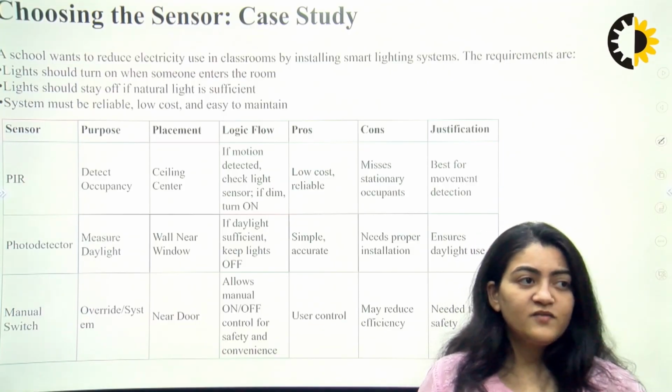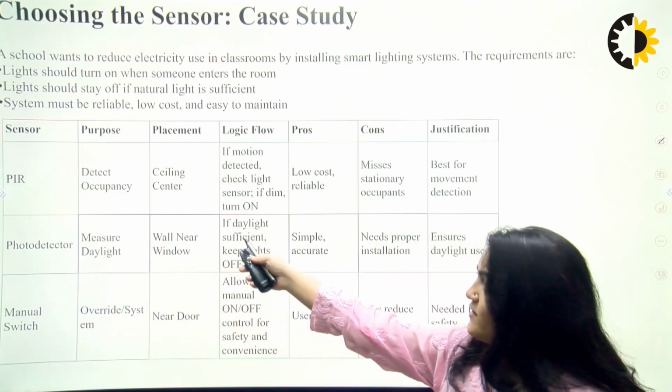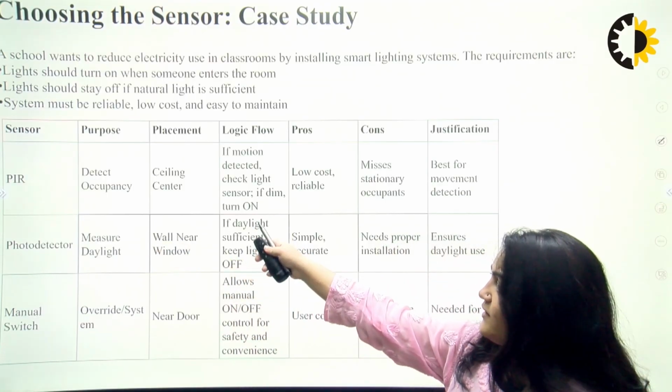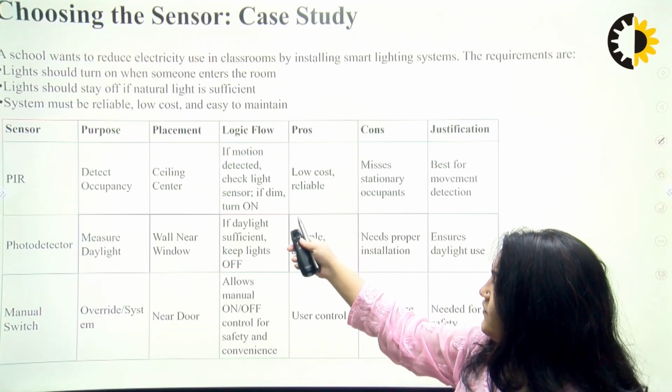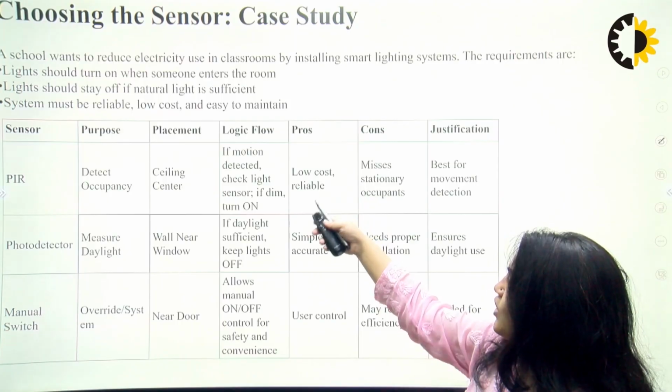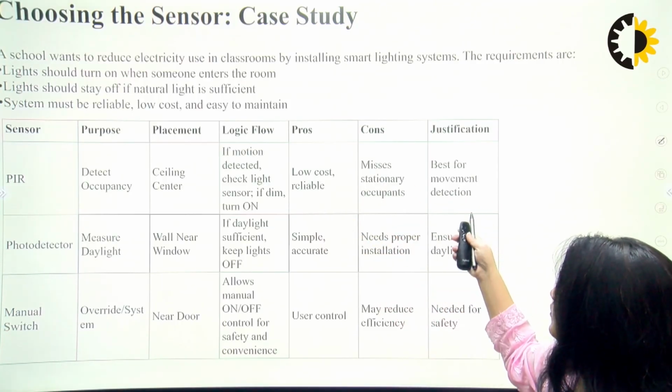So first, if we use a PIR sensor, the purpose is to detect occupancy, placed at the ceiling center. Logic flow: if motion is detected, check the light sensor, and if dim, turn on. Pros: low cost, reliable. Cons: misses a stationary occupant. Justification: best for movement detection.